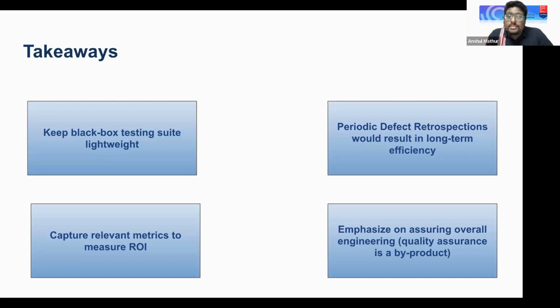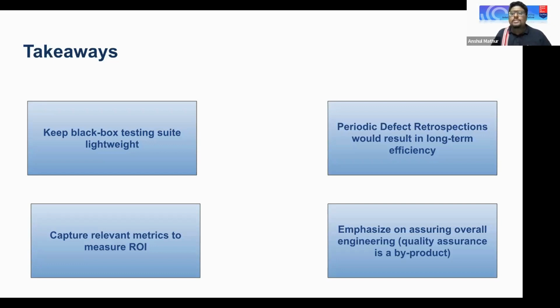Capture relevant metrics to measure the ROI. That is what we were talking about. With so many engineering metrics and QA metrics, you are going to measure the ROI of the effort that you are putting in. Is that giving you the right value? Is that giving you the right direction? So start capturing metrics which are relevant to your microservice ecosystem.